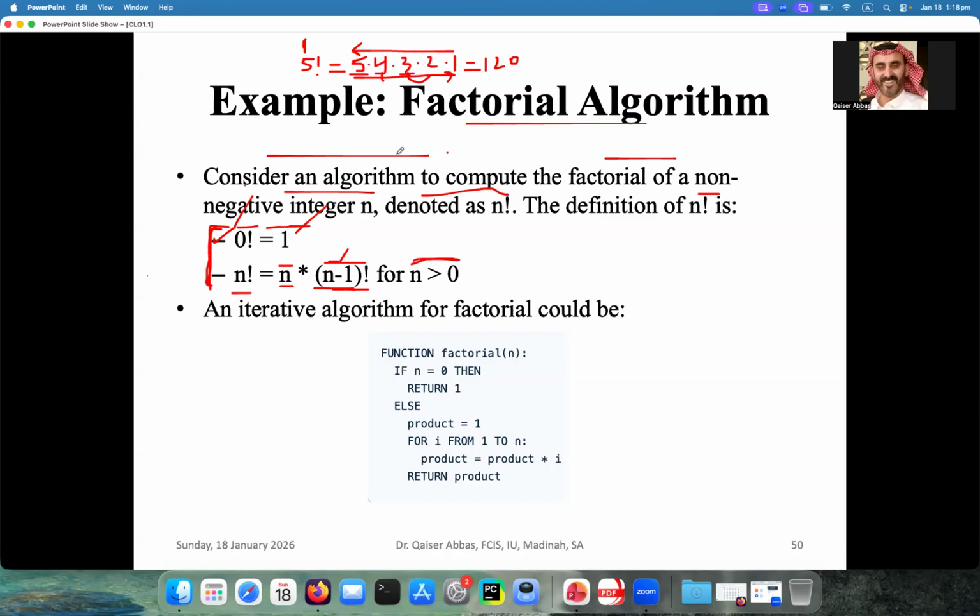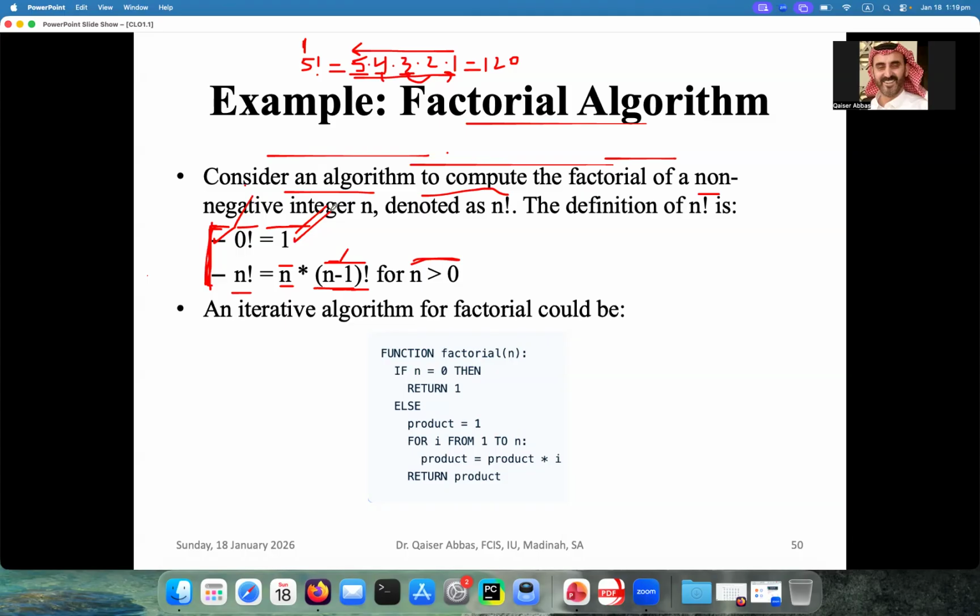So if this is an algorithm for finding the factorial, and if you pass n equal to 0, then according to this information, what answer will this algorithm give you? 1, because factorial of 0 is 1. So the base case is also there. In this information, the base is there.